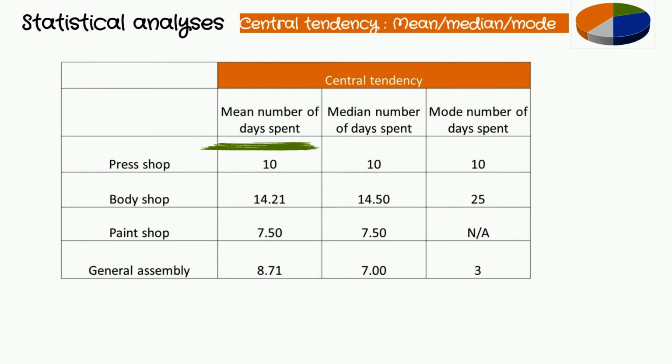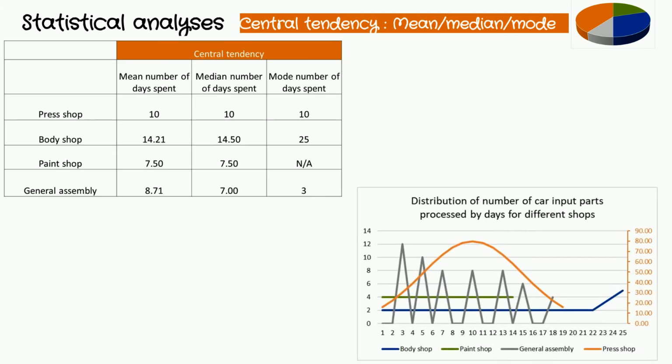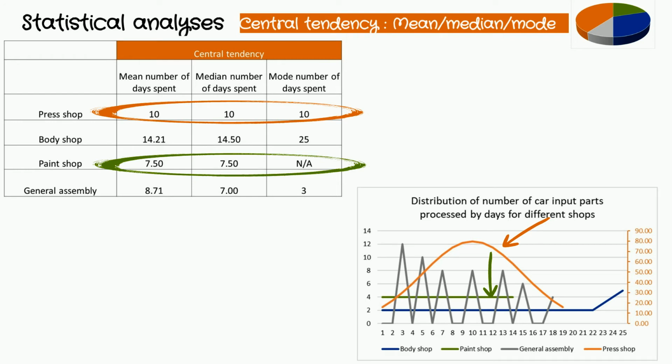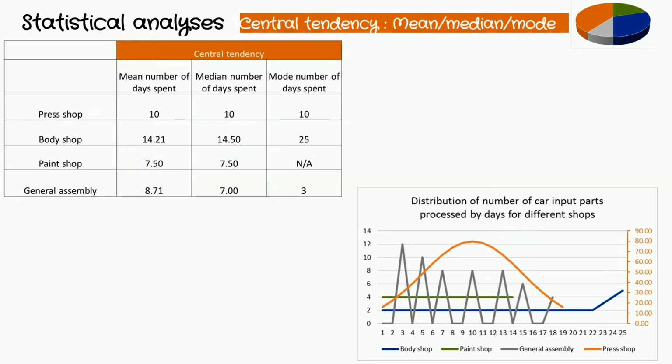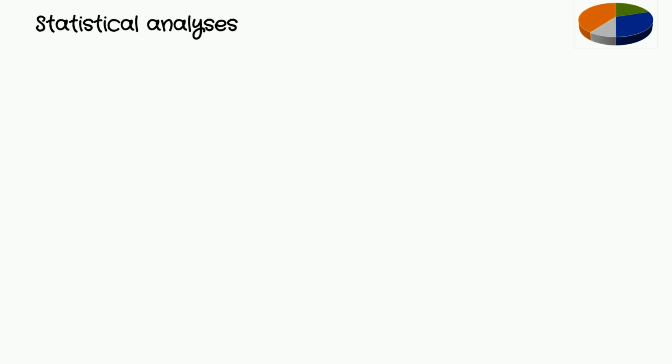It is the most commonly used measure of central tendency. Median is the number which is at the middle of the distribution. Mode is the number that appears most frequently. For a normal or uniform distribution, mean, median, and mode are identical. For body shop, since it has a higher concentration at higher number of days, the median is higher than the mean. The third type of statistical analysis is measuring spread tendency.